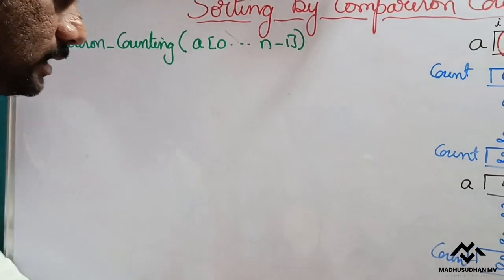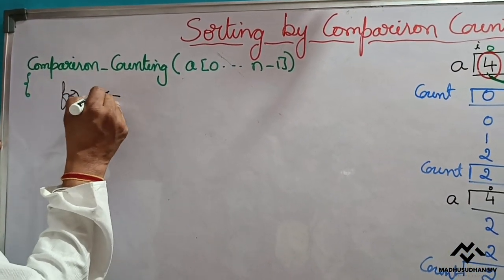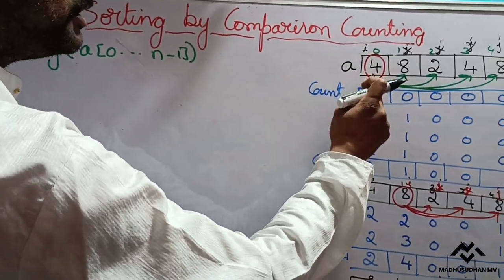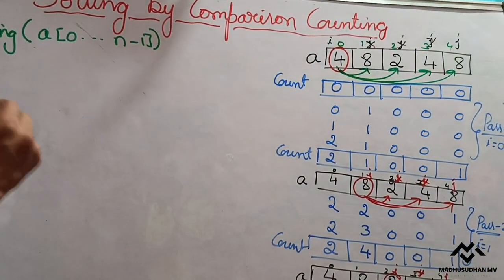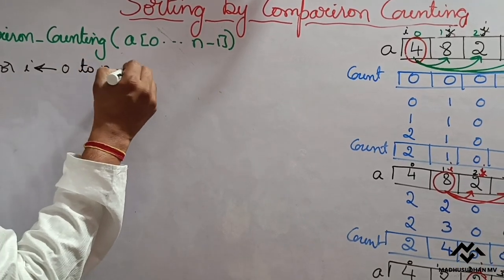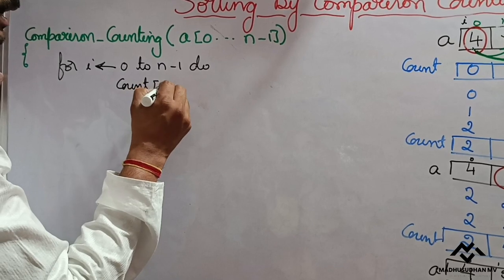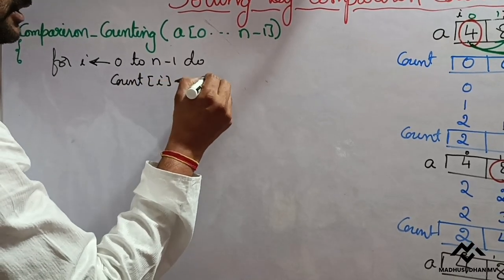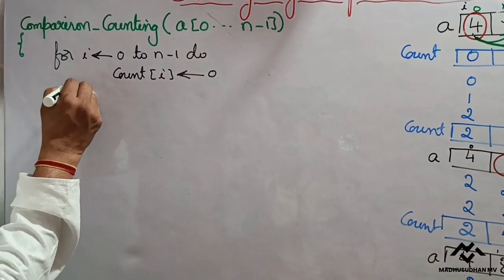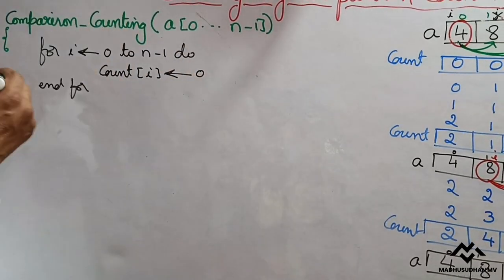For that, now I will write. To initialize that, I'm writing for i is equal to, from where to where? From position 0 to last position, n minus 1. That means from i is equal to 0 to n minus 1. What we did? We did count of i as 0. This for loop is just for initializing the count array.